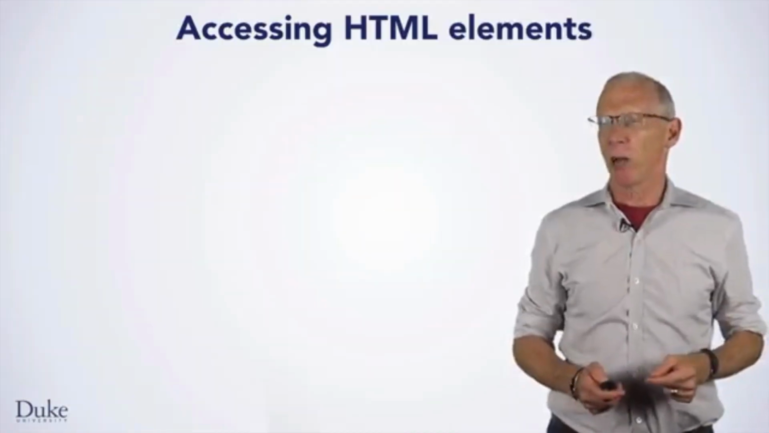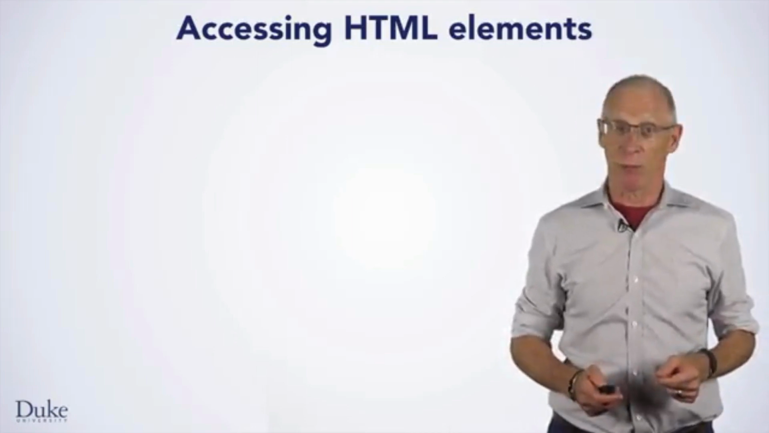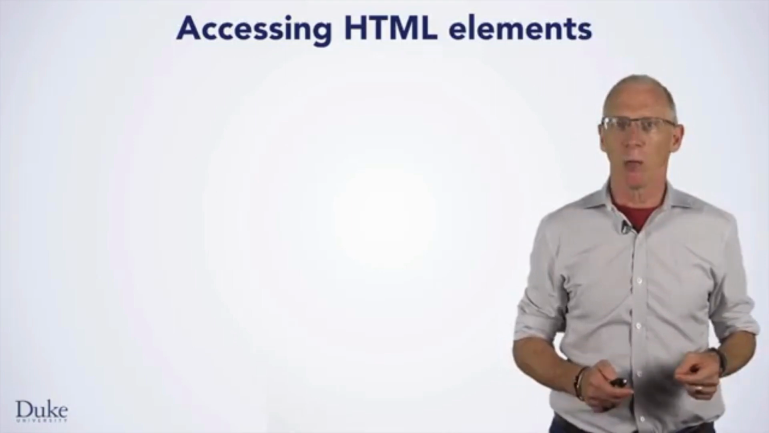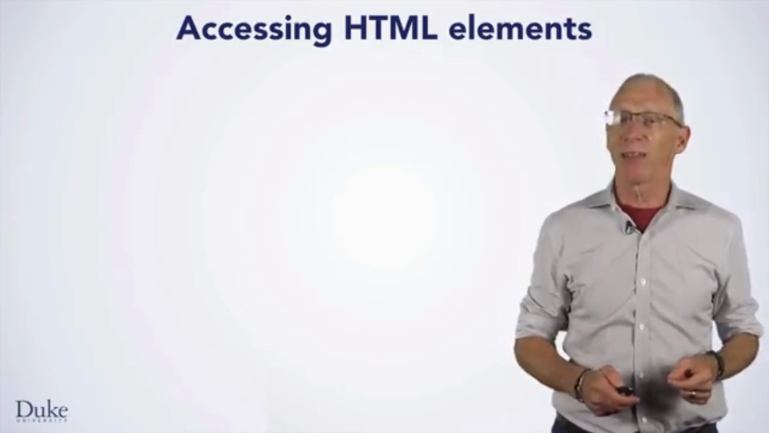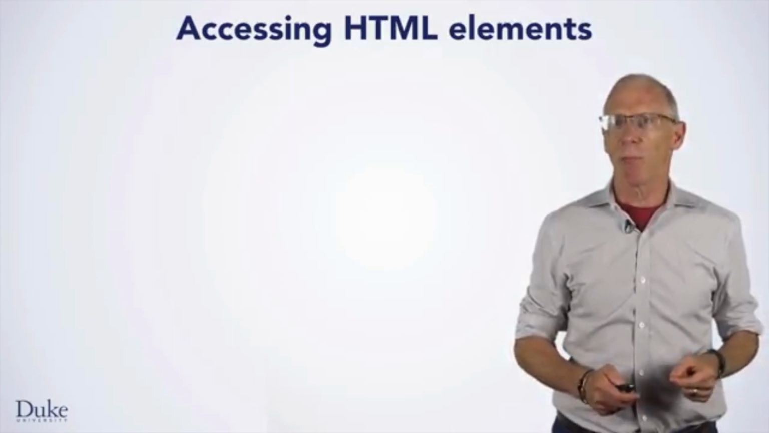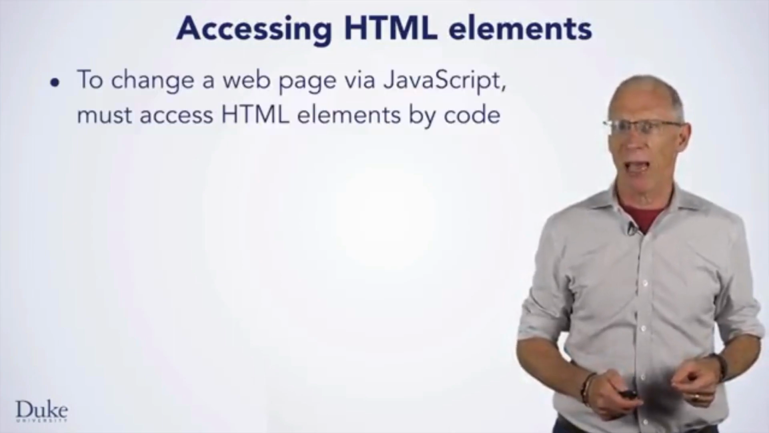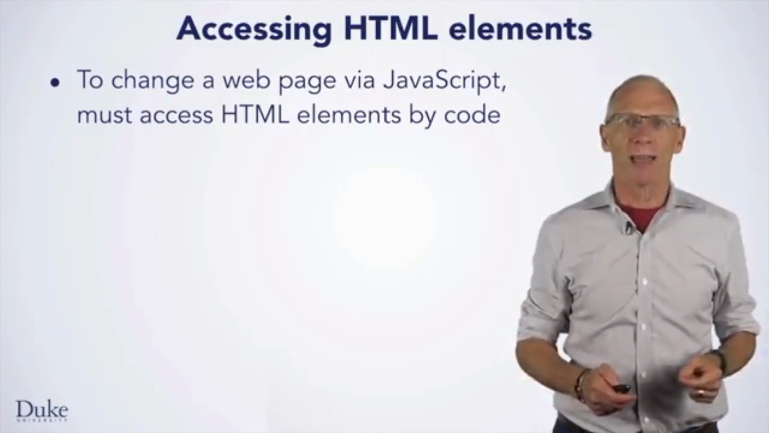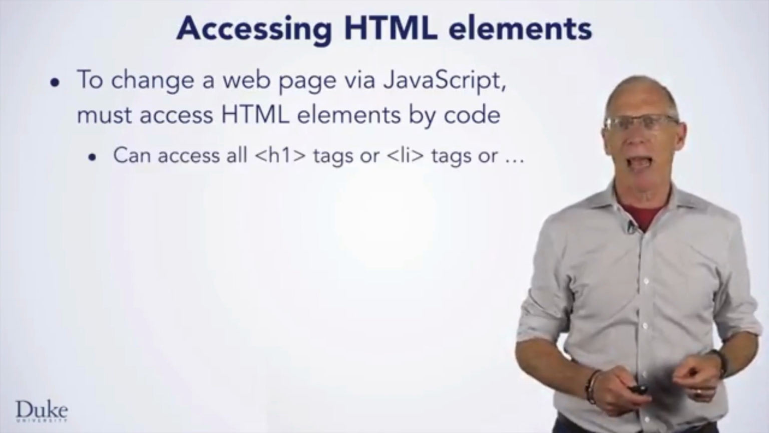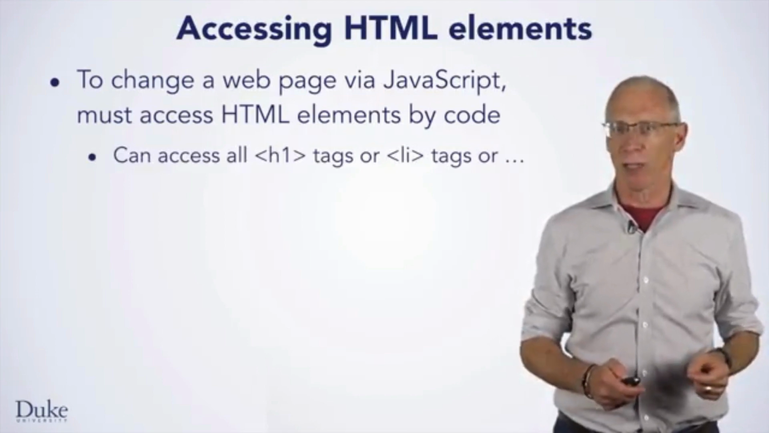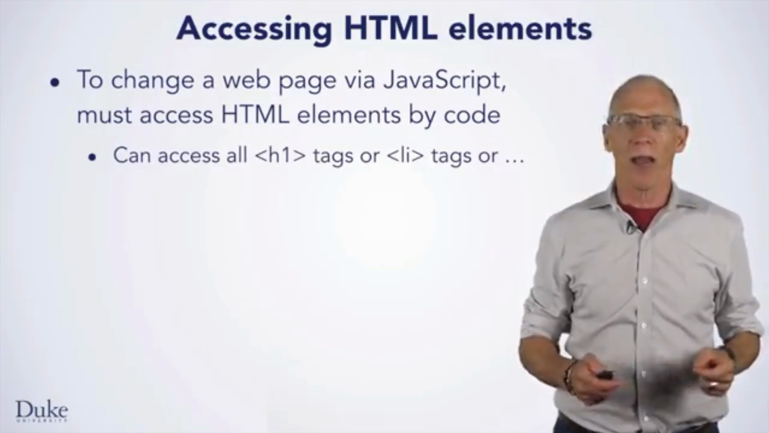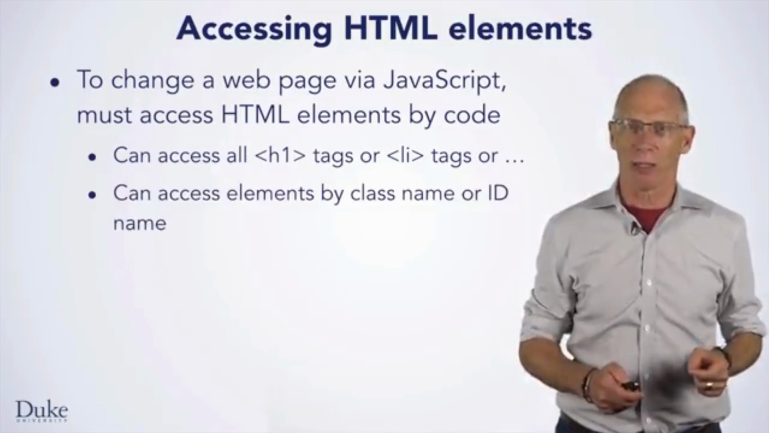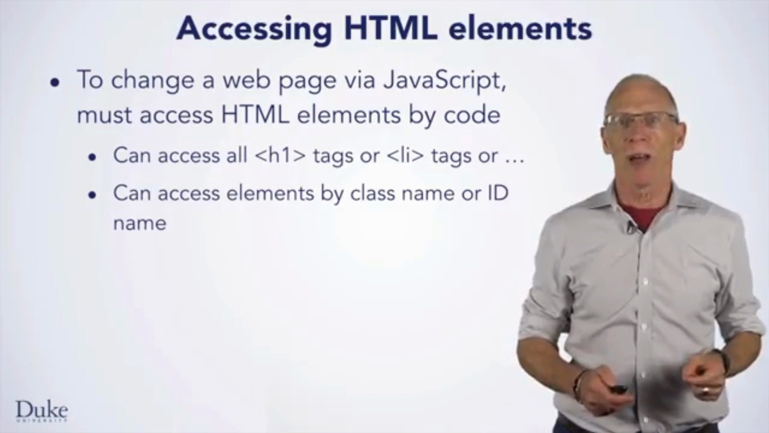Let's look at how to change a web page interactively using JavaScript. This interactivity will be the basis for programming a green screen algorithm in a web page and for being creative in designing your own web page. To change a page, you'll need to write JavaScript code to access elements like h1 tags or div elements or other tagged elements in the page. It's possible to access all the elements with an h1 tag, for example, or with an li tag or any other HTML tag.